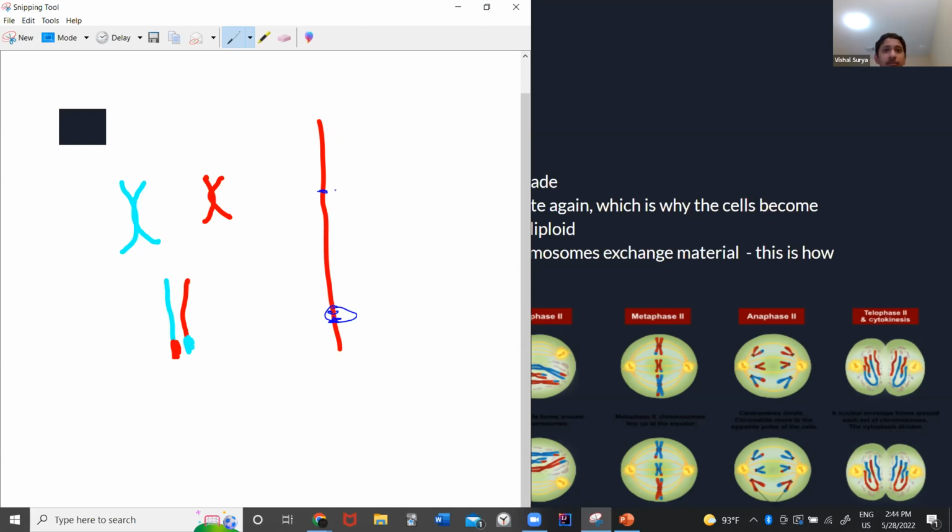But if we look at these two genes right here, there is a much higher chance that recombination is going to occur, because there is much more ground to be covered for the different chromosomes to cross over.